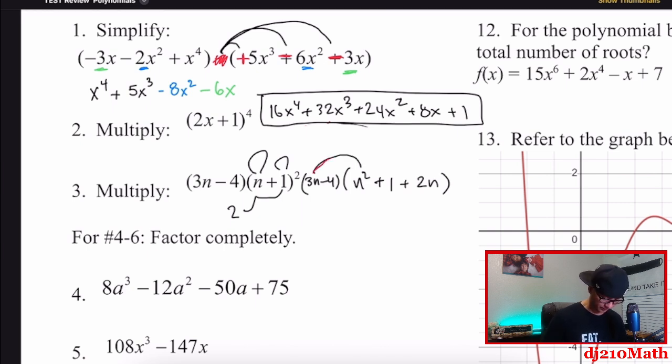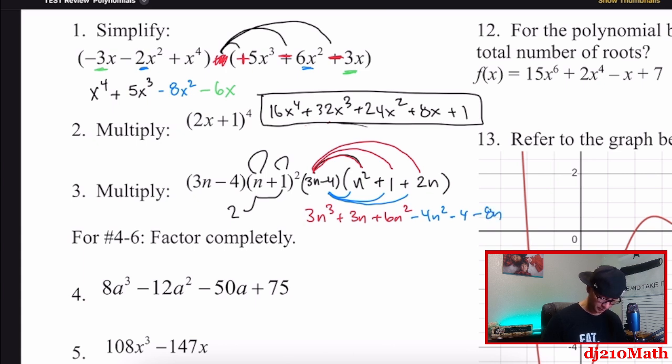Okay, this is going to be 3n cubed plus 3n plus 6n squared minus 4n squared minus 4 minus 8n. Combining like terms, we're going to get 3n cubed. 6 minus 4 is 2, so 2n squared. 3 minus 8 is negative 5n. And then the constant, negative 4.